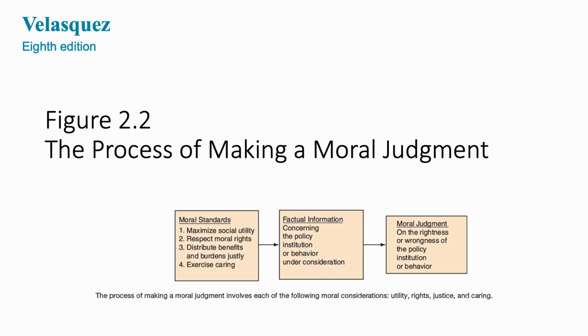This is just a graphic from the textbook that highlights what that process would look like. We start with those four different, complementary moral standards: the social utility, the moral rights, the distributive justice issues of Rawls, and then exercising care for our stakeholders. We then gather the factual information concerning the policies, institutions, or behaviors under consideration, and then ultimately we make our moral judgment.